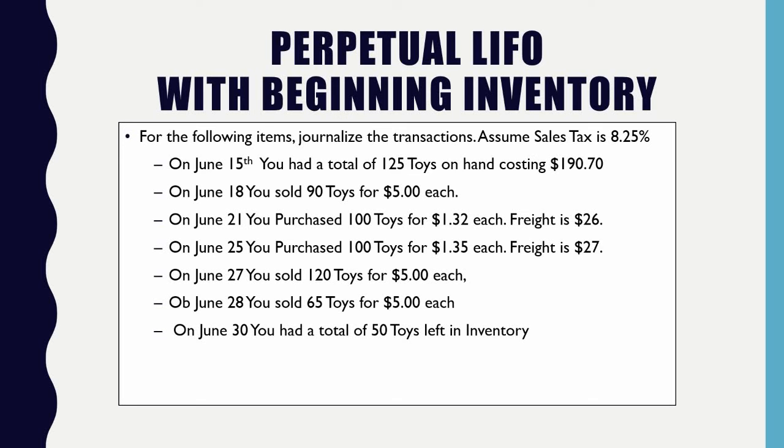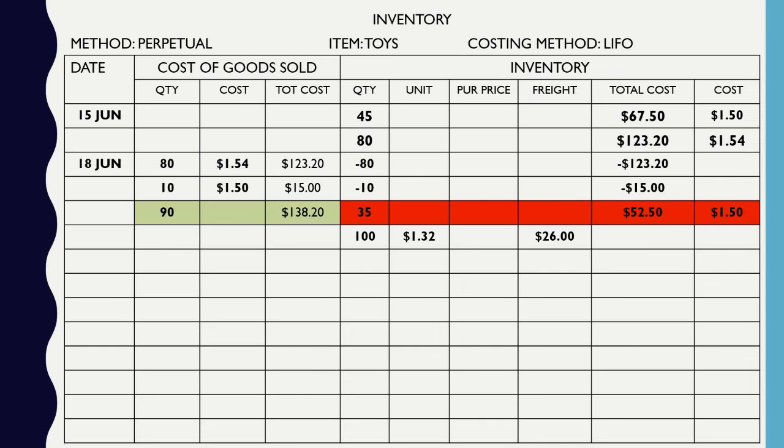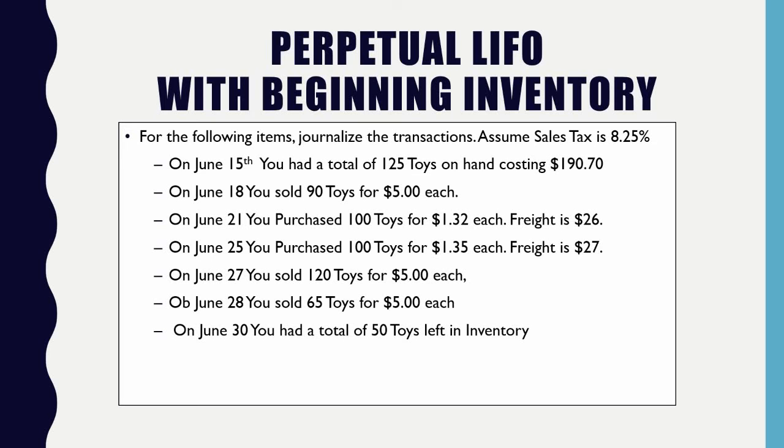On June 21st, I purchased an additional 100 toys at $1.32. Okay, so $132 for the purchase price plus 26 will give me a total of $158. Okay, which is going to give you $1.58 for the cost per item. Okay, and I color coded it to be blue.